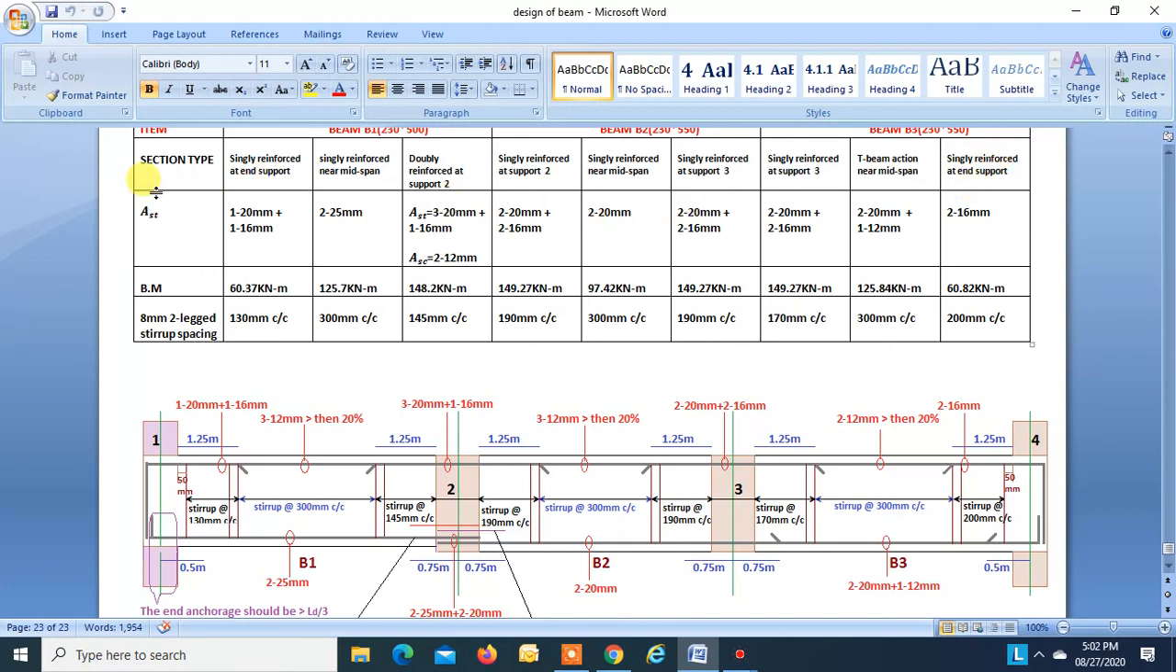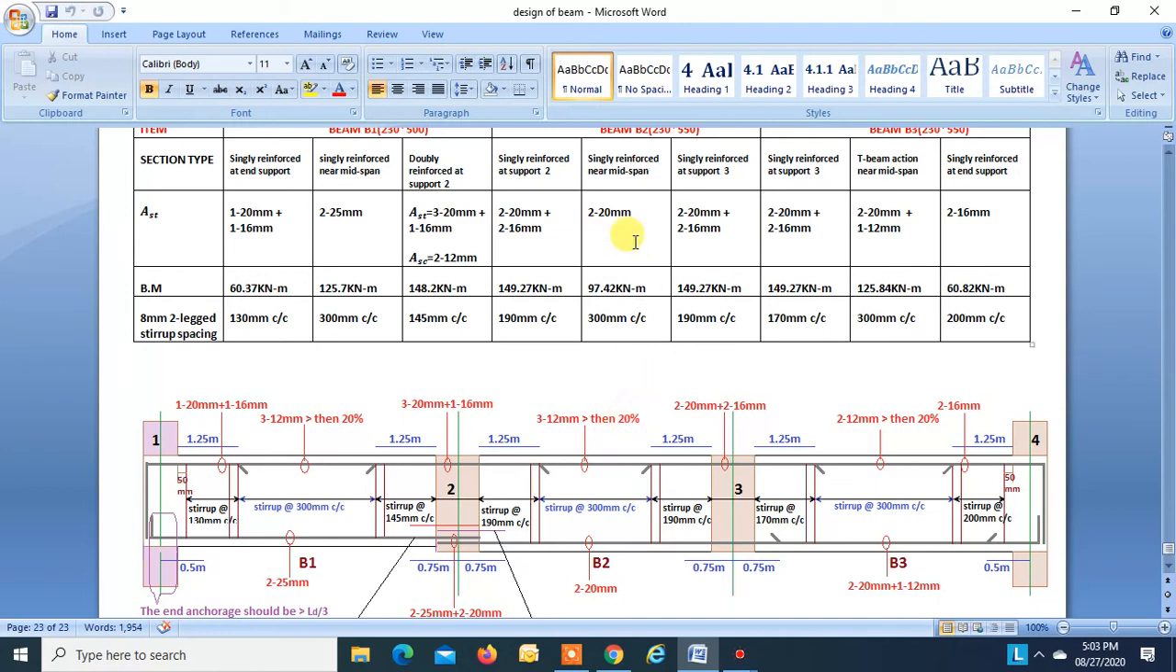Right. So these are the steel which we got from calculation. These are the moments we got from calculation. So at this support, this steel is 120 plus 120 mm plus 16 mm bar. This is 25 mm bar over here. This is 32 mm bar plus 16 mm bar. Over here this is 20 mm bar plus 16 mm bar. So we are providing over here the greater of these two. Okay, the greater of these two. So over here also we are doing the same.